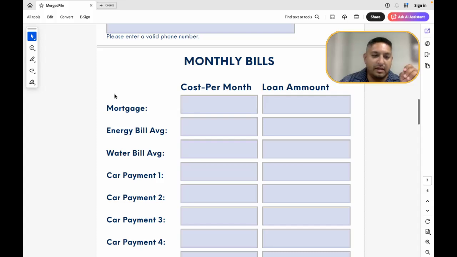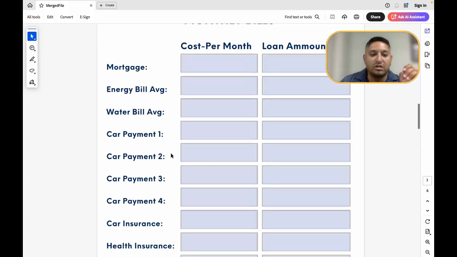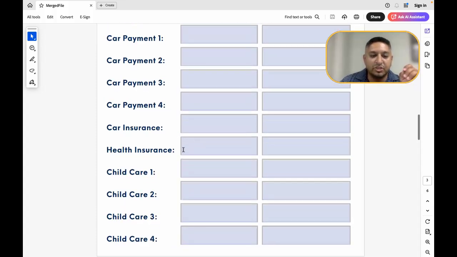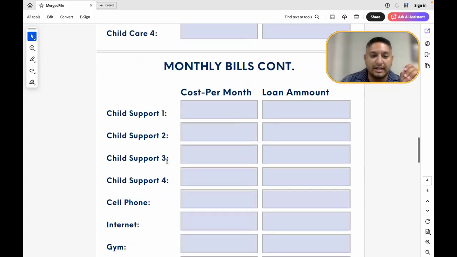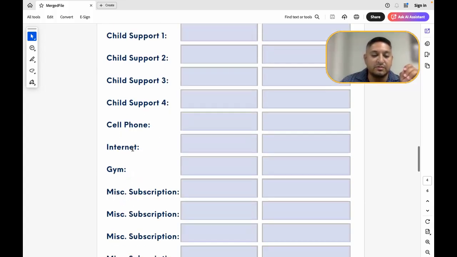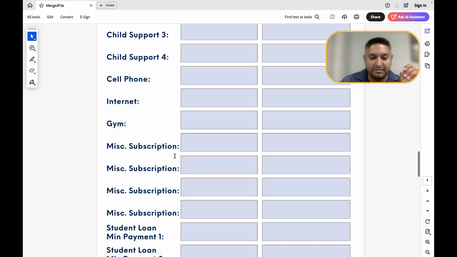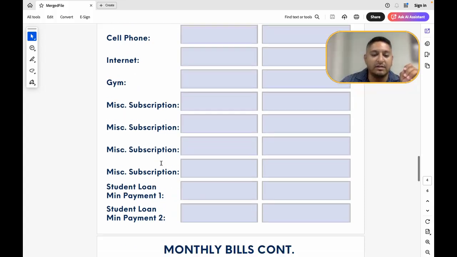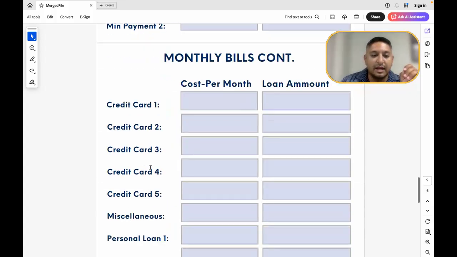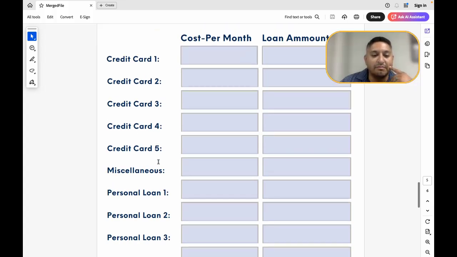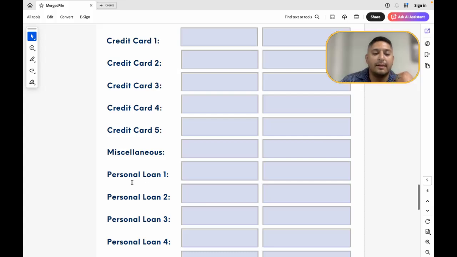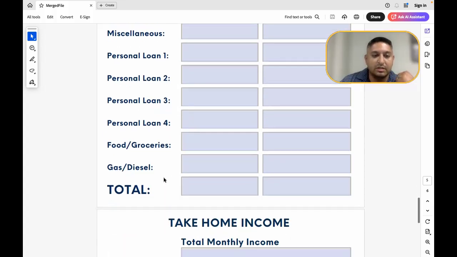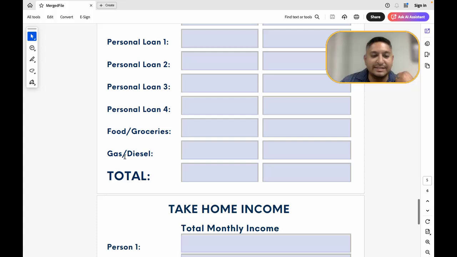It covers mortgage, energy bills, water, car payments, health insurance costs, childcare, child support, cell phone, internet, gym. I have some miscellaneous lines here, student loan payments, credit cards. There are slots in there for that, miscellaneous, personal loans, food, groceries, gas slash diesel, and then we'll add up the total here, right?